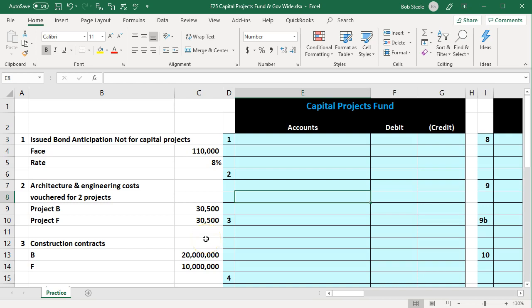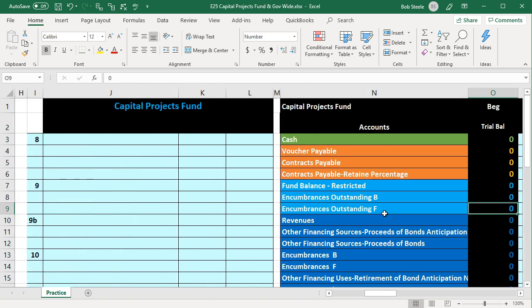In this presentation, we will work a more comprehensive problem related to the Capital Projects Fund and the government-wide activities. We're going to have the information on the left side. We're going to enter that information into the blue area on the right side. We're going to enter that into the general journal, then post that to our worksheet.